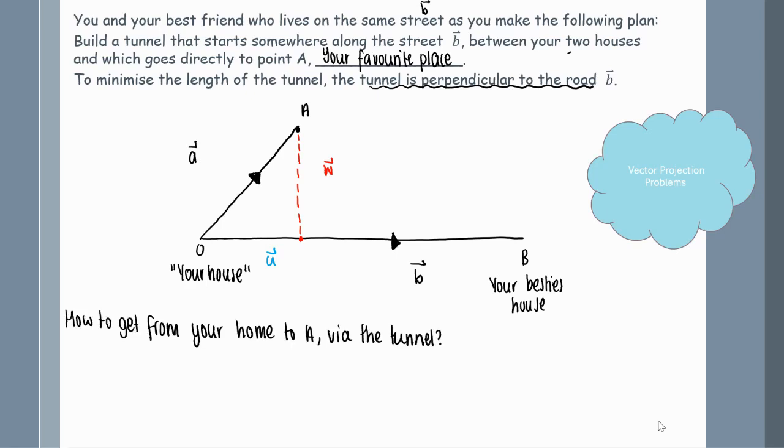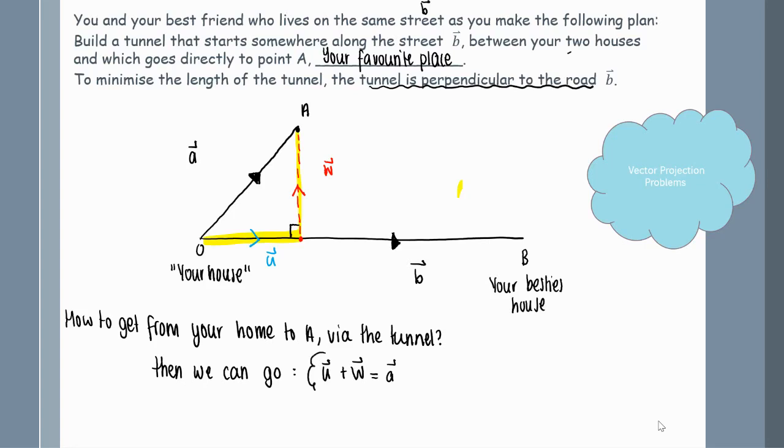And the main question we have for you is, how do you get from your home to A via the tunnel? Well, that's pretty easy. You'd go along U and then you would go up W. Or I can write that OA is really vector U plus vector W. Notice that because U lies along B, U and W make 90 degrees.